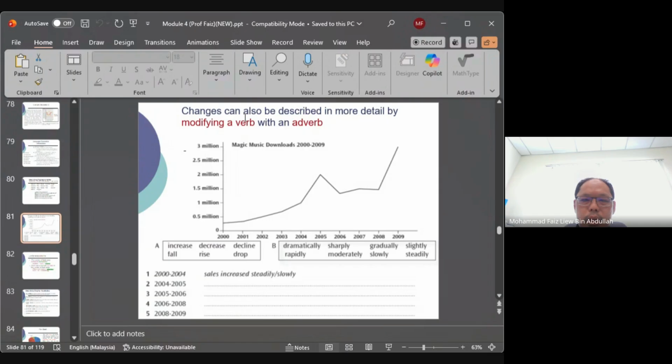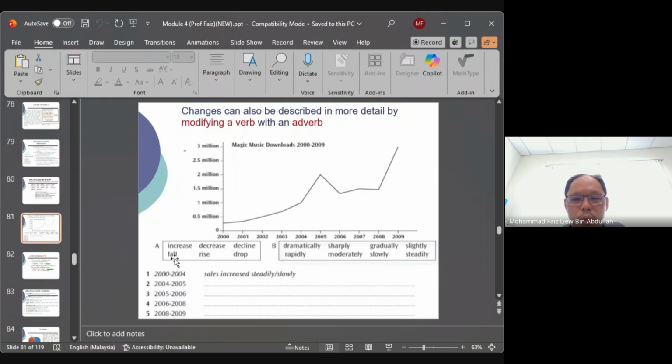Okay, so changes can also be described in more detail by modifying a verb with an adverb. Like just now the word was increase, decrease. So you can add in something other: increase dramatically, decrease sharply, or decline gradually. When you look at the graph, don't just say decrease, rise, drop.